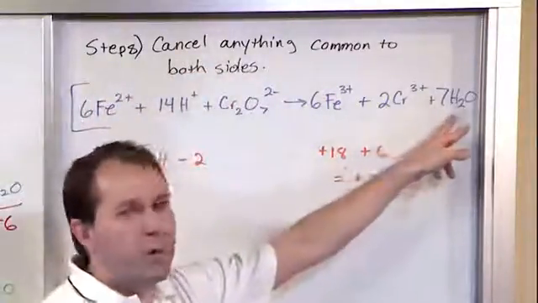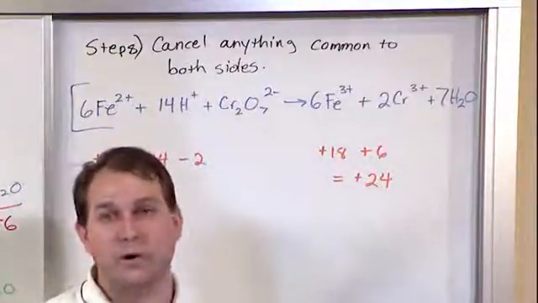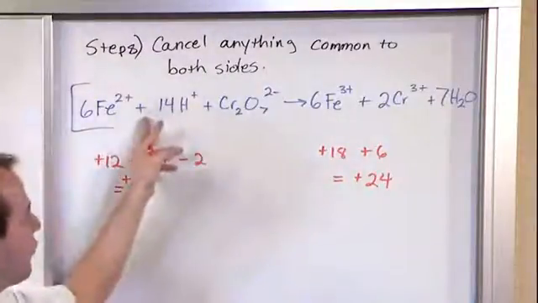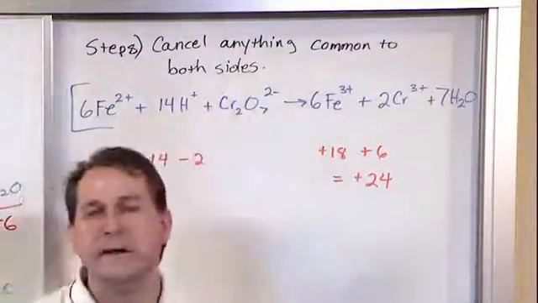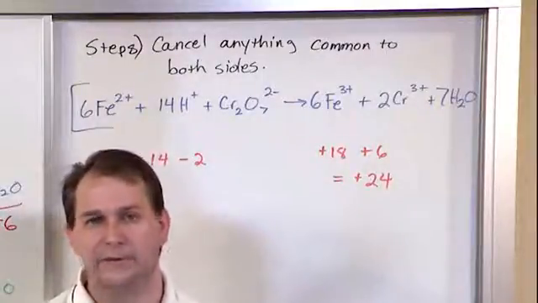Here I have 7 waters. If I had some water over here, because it might turn out that I have to add water to the other side, you'll see as we do more problems. If I have some extra water over here, I can cancel as many waters as I can that are common to both sides, much like an algebra equation.